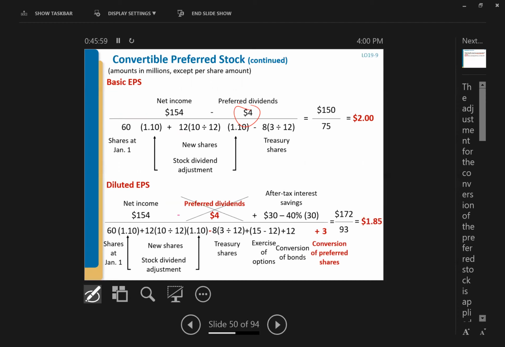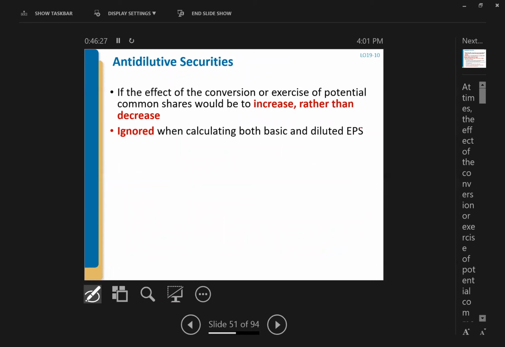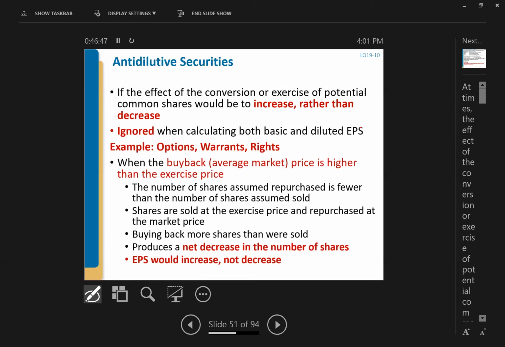And take note, I didn't highlight this in the previous slides, all of these numbers were smaller than our basic, which means we've diluted our earnings per share. So we would need to disclose both of those numbers, the $2 basic and $1.85 diluted earnings per share. Anti-dilutive would only happen, and this doesn't happen very often, if the effect of the conversion or exercise of potential common shares would increase rather than decrease earnings per share. If that's the case, we're just going to completely ignore the one that wasn't dilutive.